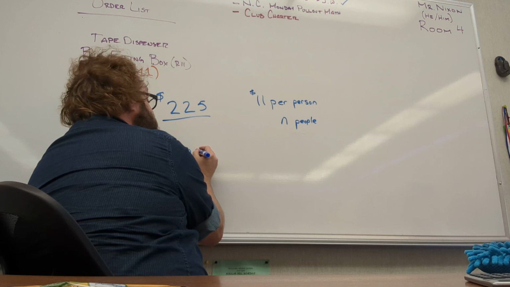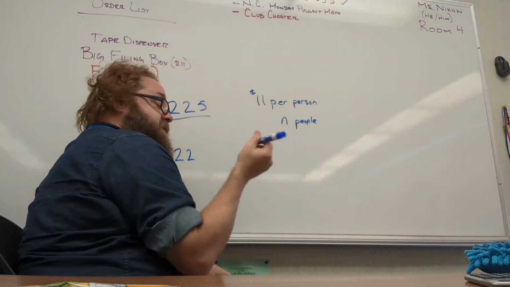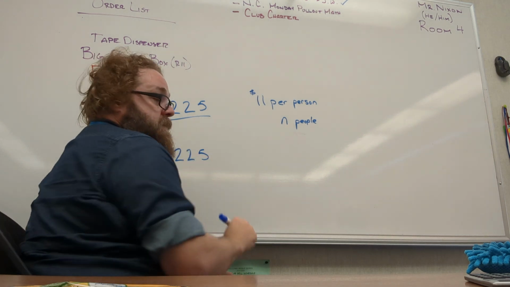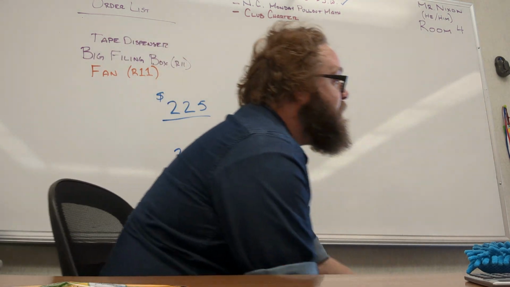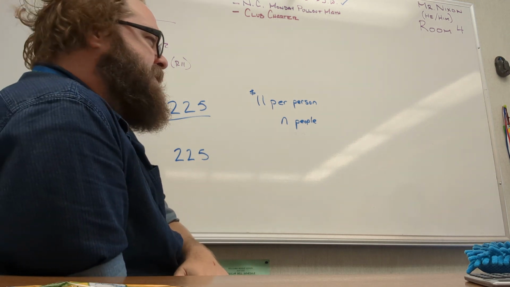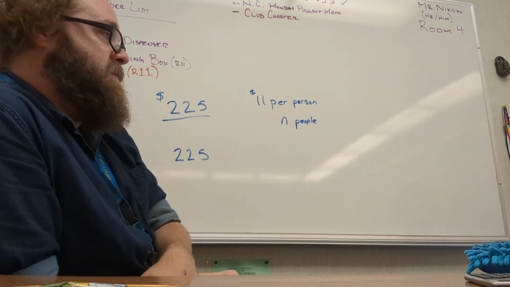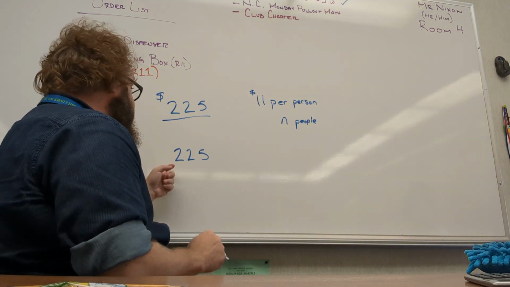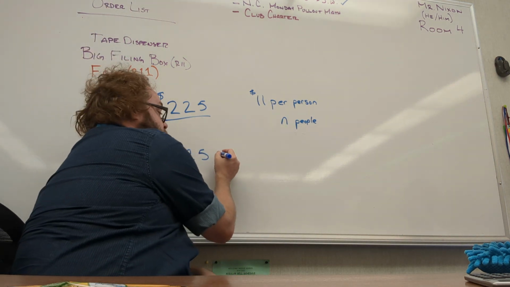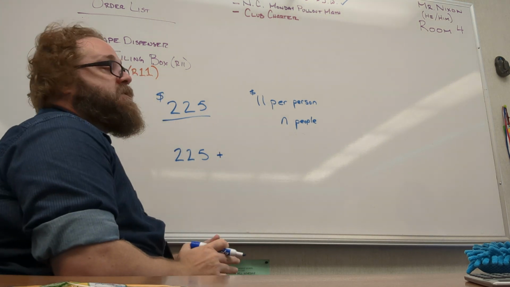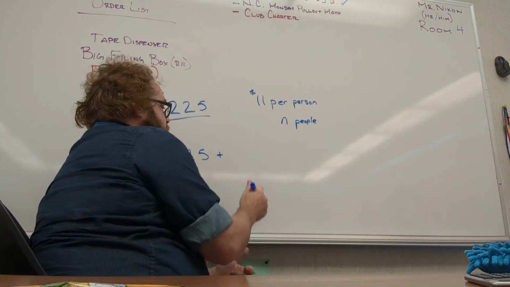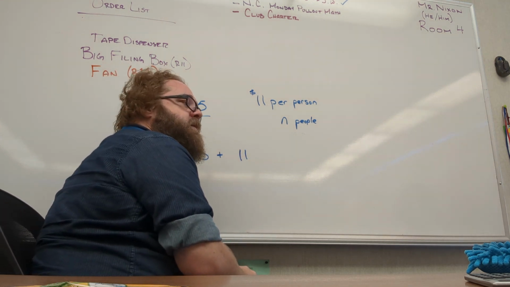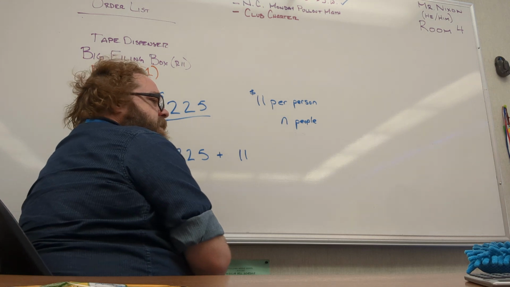And then there's an additional cost, right? Think of that word. Additional cost. What does that sound like? Addition, right? It sounds just like addition. So we know that we're going to have this, and then we're going to add on to it. Plus, how much per person? $11 per person. So how do we say per person? Each person.